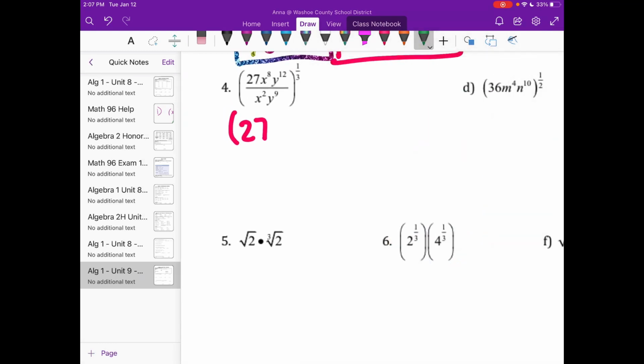Okay. Now, with the x's, I've got x's on top and x's on the bottom. So I'm going to go ahead and take away the smaller x. So I have x to the 8 versus x squared. Let's take away 2 x's because x squared is smaller. So take away 2 x's here. Take away 2 x's, so I have x to the 6th left.